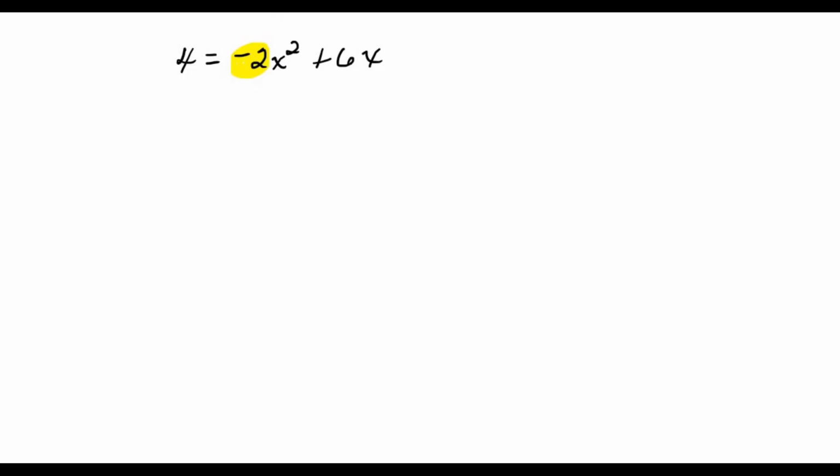I like my leading coefficient to be positive. I would move everything to the left hand side, so I would have positive 2x squared. And that's going to make your quadratic formula a little bit easier to simplify at the end.